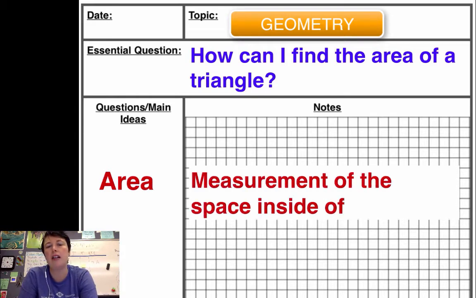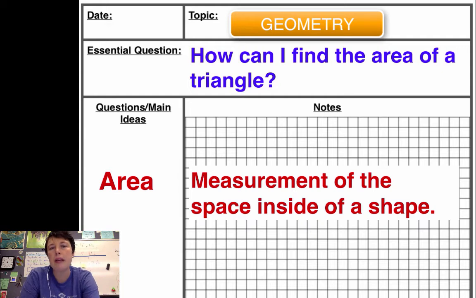Kind of a main idea here. It's when we're measuring the space inside of a shape. So typically an analogy would be like a floor plan. Like if you're in your bedroom and you want to put down new carpet on the floor, the area is the carpet. It's the space.